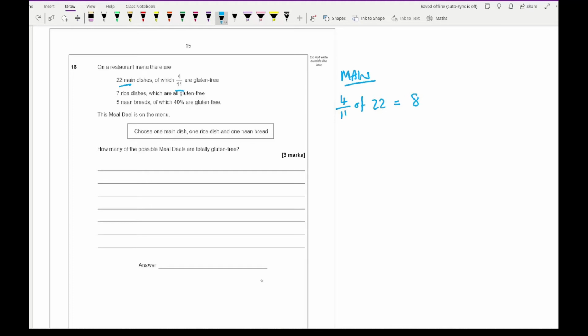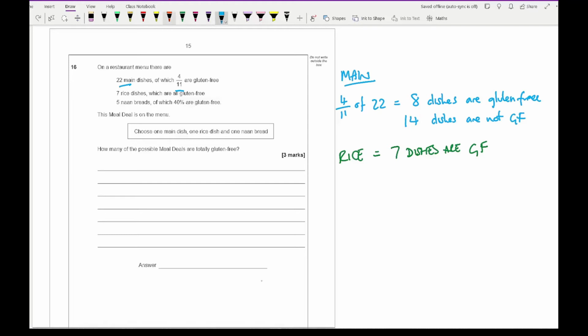So what we've got is 8 dishes are gluten-free, and we've got 14 dishes are not GF. Now, in terms of the rice dishes, let's just have a look at rice. So it says 7 of the rice dishes, so here we've got 7 dishes are GF. And it says 5 naan, there's a choice of 5 naan breads.